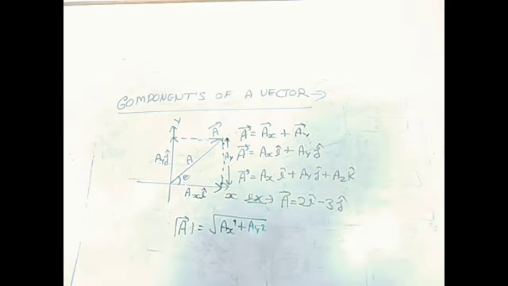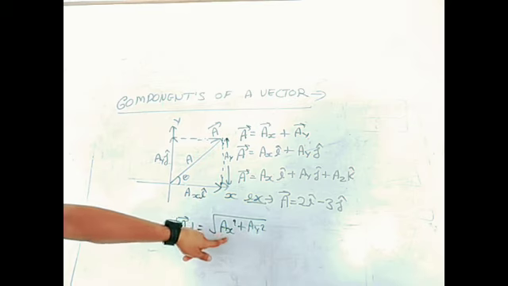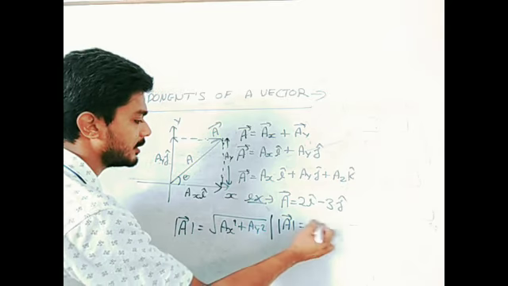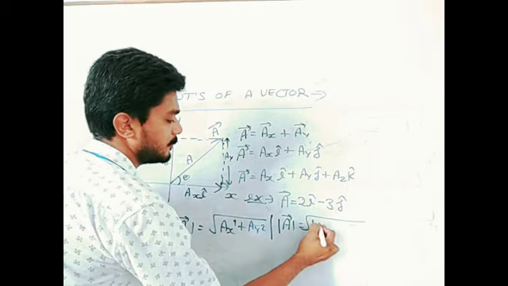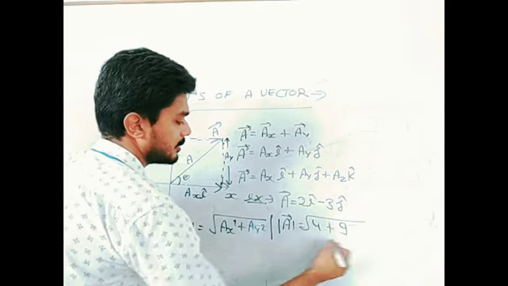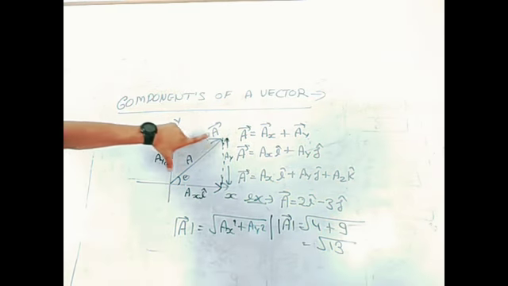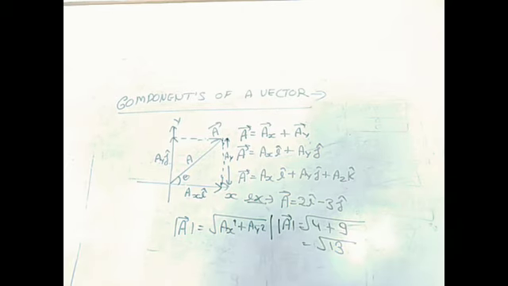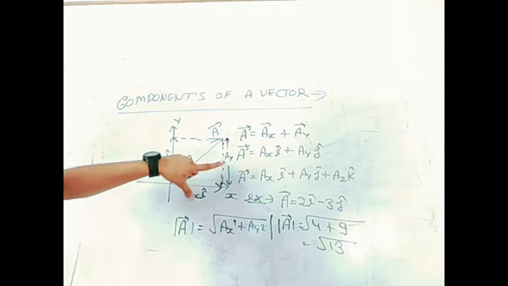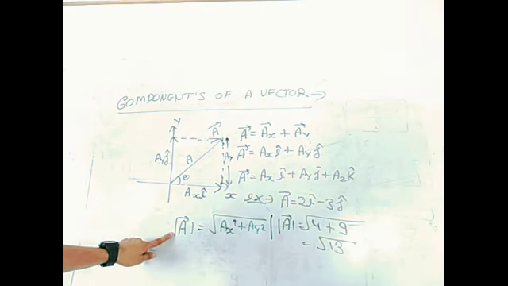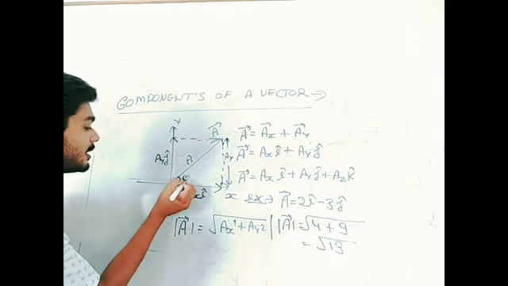Then if you want to find the magnitude of any vector, you can use this formula: under root ax square plus ay square. For example, to find the magnitude of this vector A, you will write under root ax square means 4, plus ay square means 3 square means 9, and this will be equal to under root 13. Students, every vector has its magnitude and direction. Magnitude has been obtained. Now we want to obtain the direction, and direction can be represented by the angle, and this angle is theta.